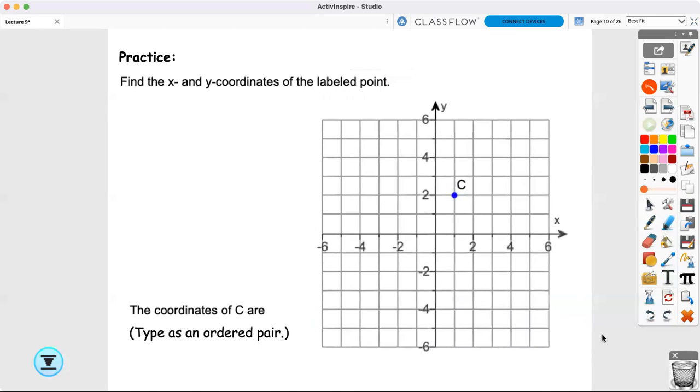I'll make this a little bigger. You're going to write the ordered pair in the chat, in the proper format, and don't press enter until I announce it. I'm going to give you about a minute to work on this one, and I'll add a minute in case you want to write it down. So 2 minutes.